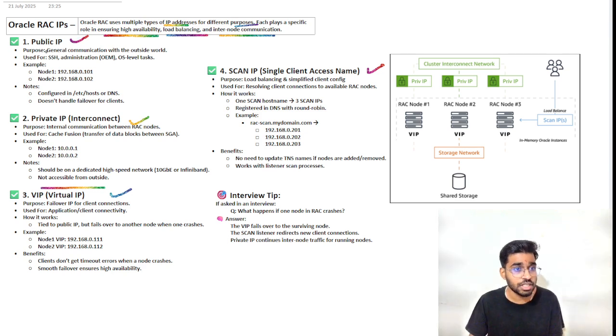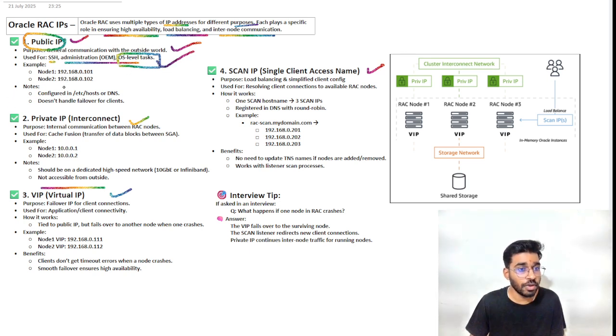The main purpose of the public IP is general communication with the outside world. This public IP is used for SSH and administration-level tools like OEM, Oracle Enterprise Manager, and whatever OS-level tasks can be done with this public IP.